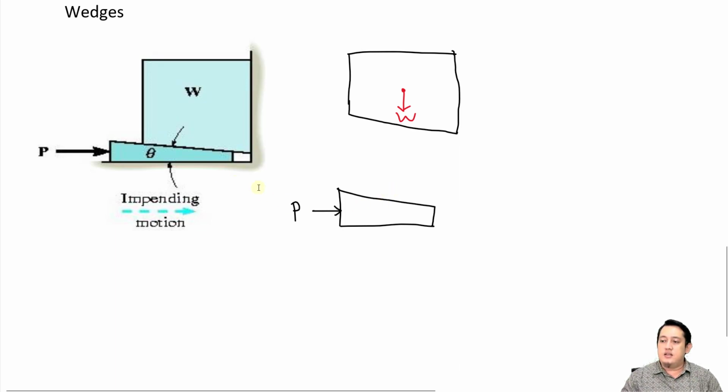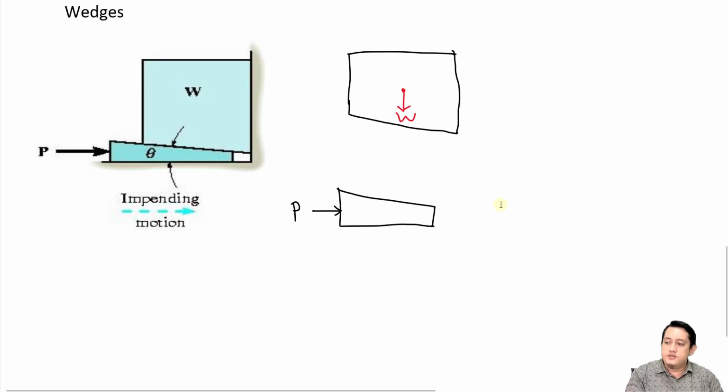Now let's look at this wedge and also this block here. In this kind of situation, when you want to draw the free body diagram, make sure you draw the part that has the external force first. In this situation, the external force we have is at the wedge, which is this P. So let's draw the free body diagram of the wedge first.